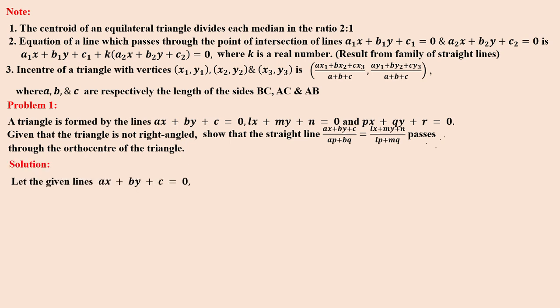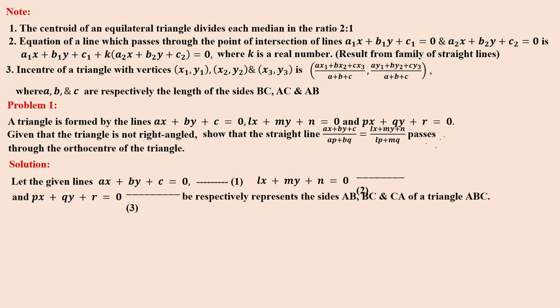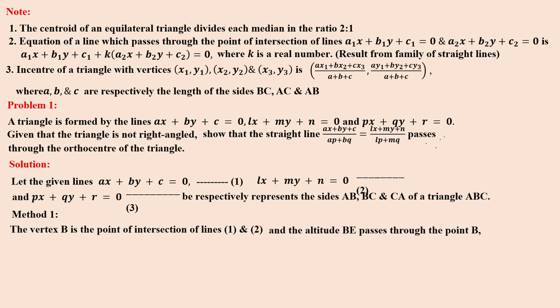So let the given lines be Ax + By + C = 0 first line, Lx + My + N = 0 second line, and Px + Qy + R = 0 third line, right? These represent the sides AB, BC and CA of triangle ABC. First method: the vertex B is the point of intersection of lines 1 and 2. And the altitude BE passes through the point B, right?